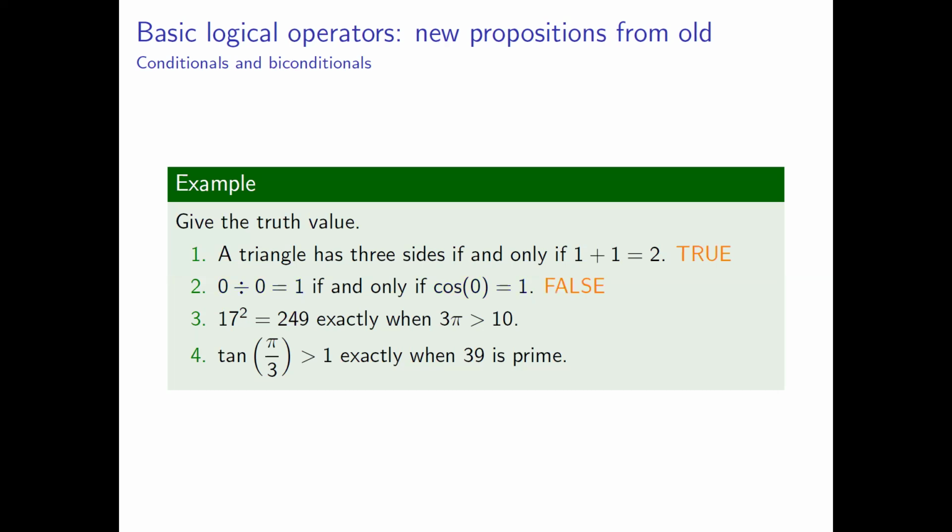In the third sentence, the statements 17 squared equals 249 and 3 pi is greater than 10 are both false. Therefore, the biconditional sentence is true.